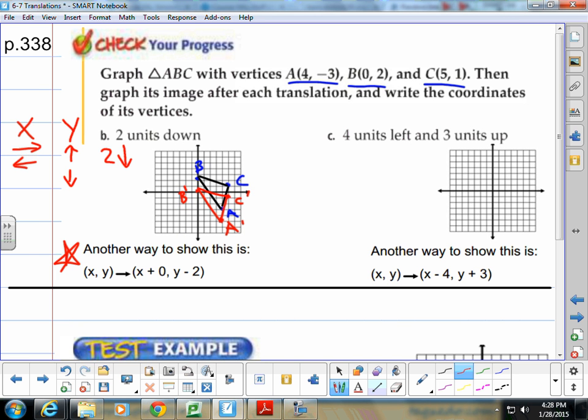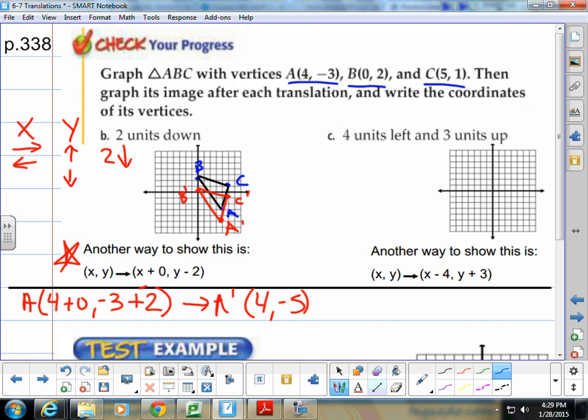overlapping. Okay, to show that, what we would have done too with our coordinates was just do, well, A, we were going to take our original 4, add 0, take our -3, go down 2, that's subtracting 2, which leaves us with A prime at 4, -5, which we actually did. Okay, so doing that, knowing to go down 2.